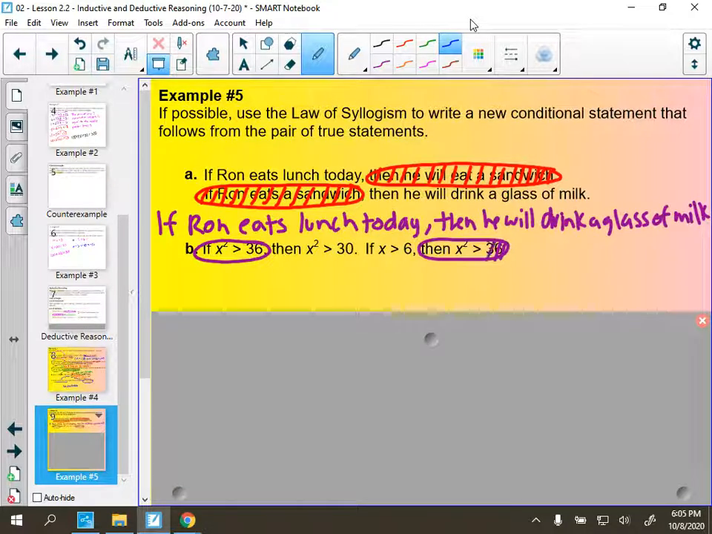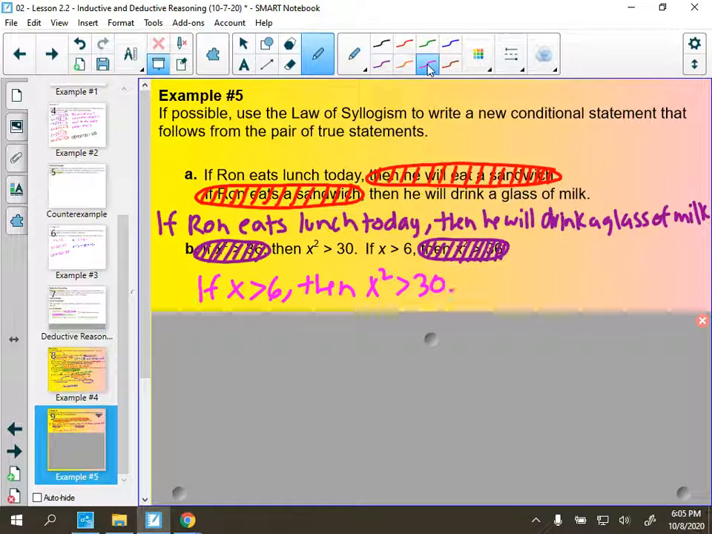But what was our process? Find the overlap, identify the overlap, cut it out, get rid of it, and then read what's left. Now, if I read it in the order that it's written, it's not going to make much sense: then x squared greater than 30 if x is greater than 6. But there's nothing in the rule saying I can't read this way. It's just that the sentences are almost out of order. So if I read this like, if x is greater than 6, then x squared is greater than 30, it makes sense. I've got an if, I've still got a then, we're good to go.